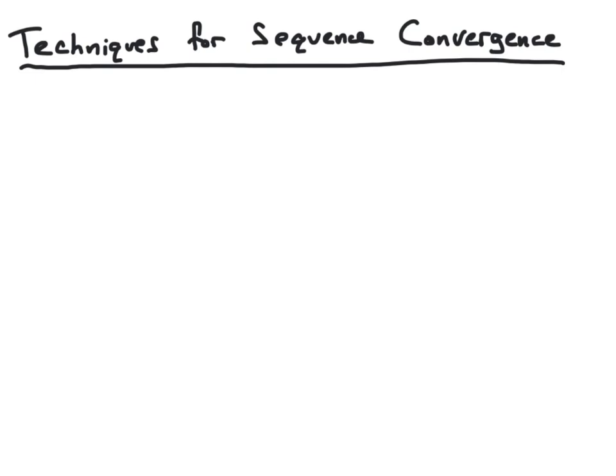In this video, we're going to take a look at various techniques to determine whether a sequence converges or diverges. Many of these techniques are based off of techniques used to compute limits of functions.